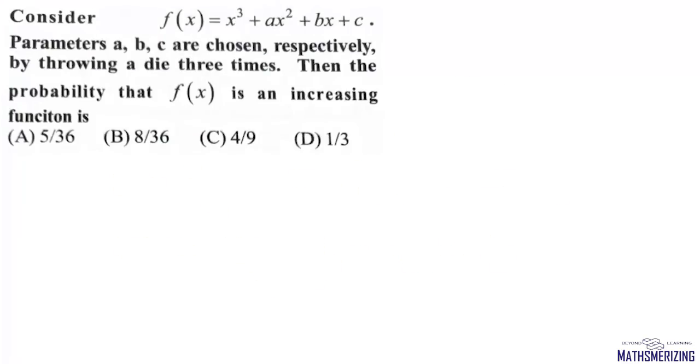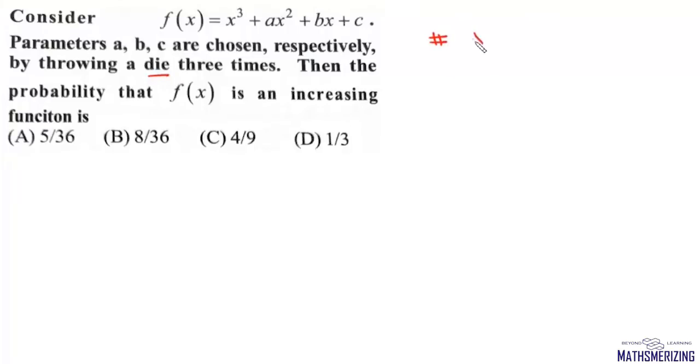Now here the question is, consider a function f(x) equals x cube plus a x square plus b x plus c, where a, b, c are chosen by throwing a die 3 times. Now find the probability that f(x) is an increasing function. Now you find total number of ways of choosing a, b, c.